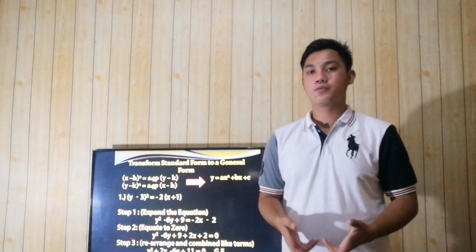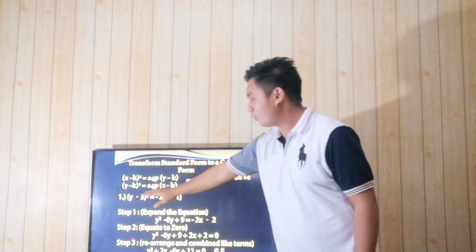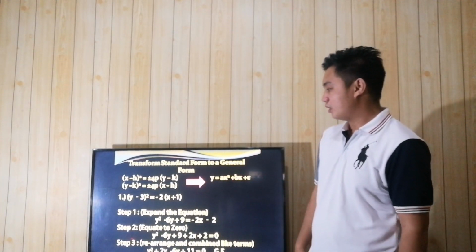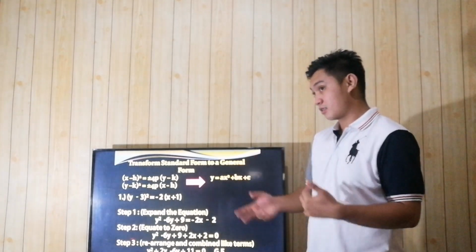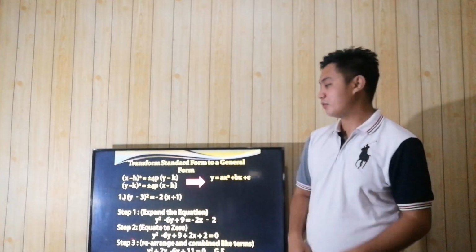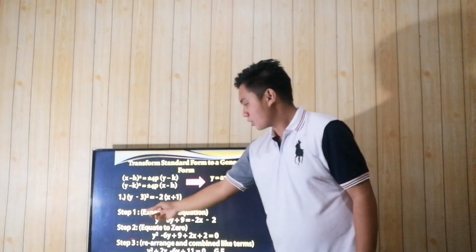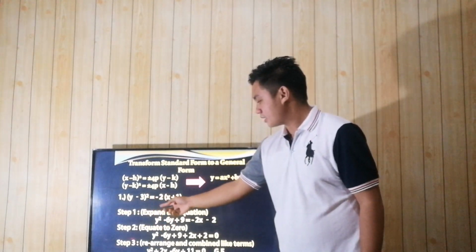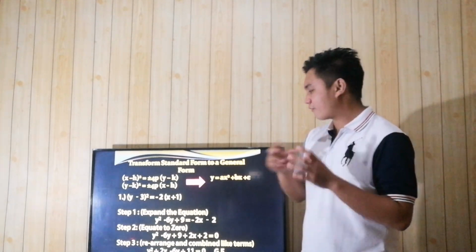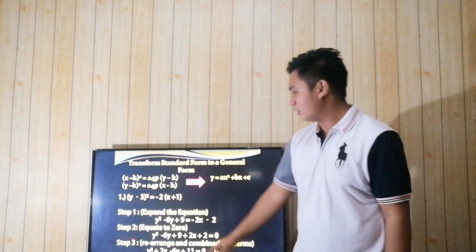Transform a standard form to a general form. This is the equation form of a standard form, and then the equation form of a general form. So, i-transform natin siya, ang standard form into general form. Example number 1. We have parenthesis y minus 3 squared is equal to negative 2 parenthesis x plus 1. Paano ang first step natin? Ang first step natin is expand the equation. Expand mo lang siya.